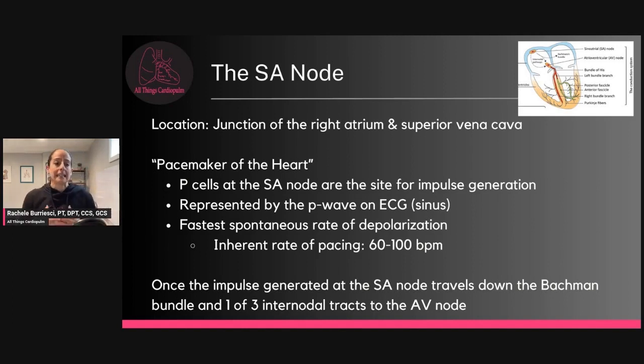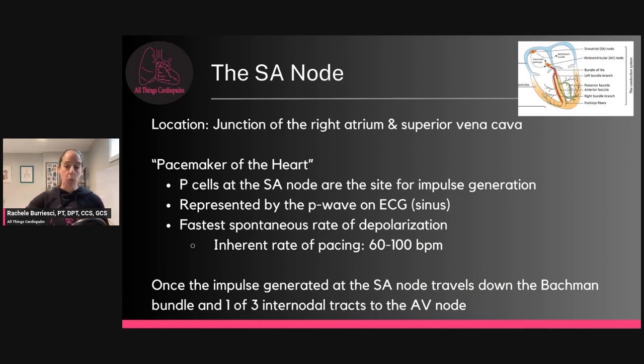So the SA node is considered the pacemaker of the heart because it's the site for impulse generation or the site for action potentials. And this occurs because the SA node has these P cells that basically have a fast, spontaneous rate of depolarization. And the reason why the SA node is a pacemaker of the heart is because of that, because it has the fastest rate of depolarization. And that inherent rate of the SA node is 60 to 100 beats per minute. And that's super important because that is the same as normal heart rate.